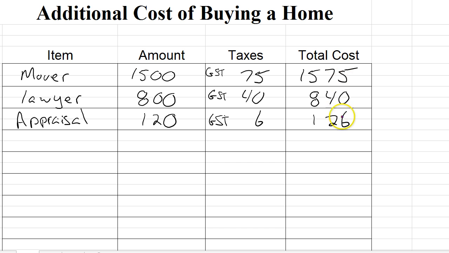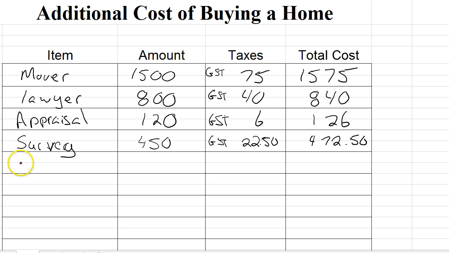You will notice that I'm trying to line up my numbers properly, so my addition at the end is going to be much easier. We then went into a survey, and the survey was $450. On a survey, we do have some GST, which is $22.50. Our grand total for the survey is $472.50.